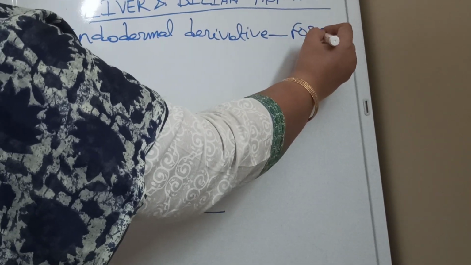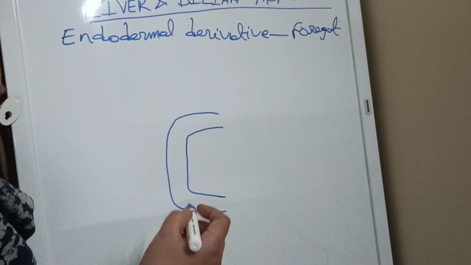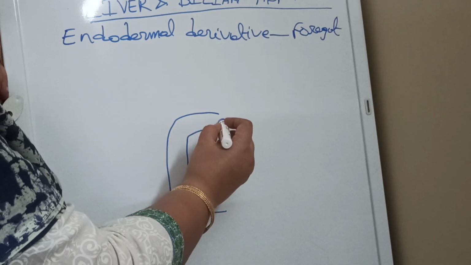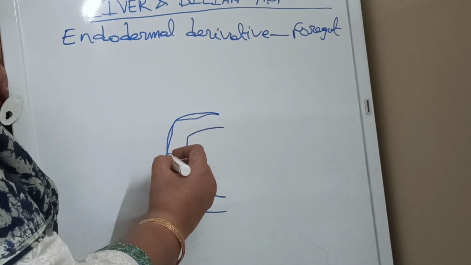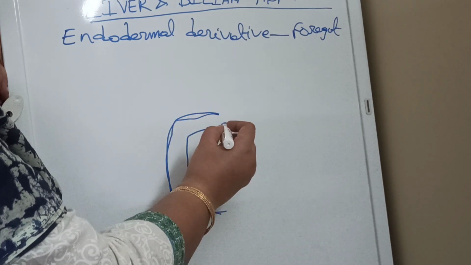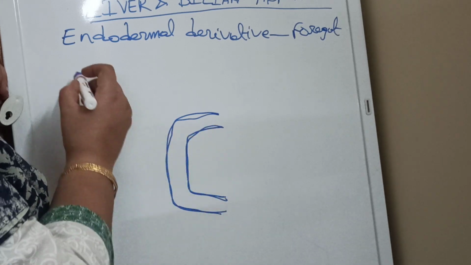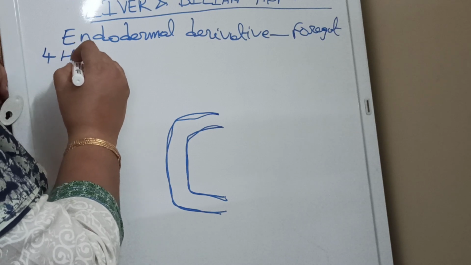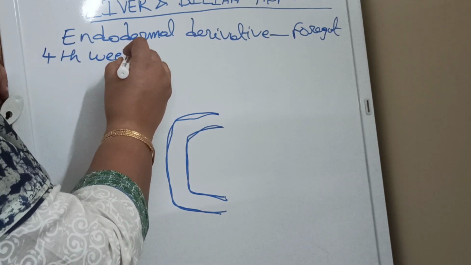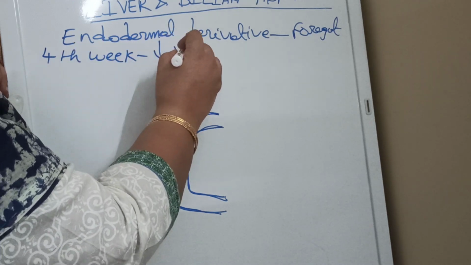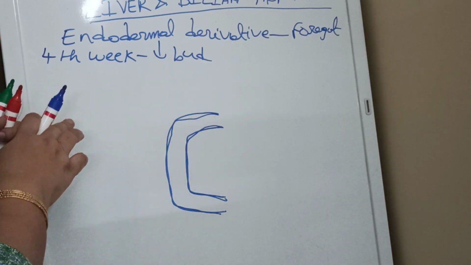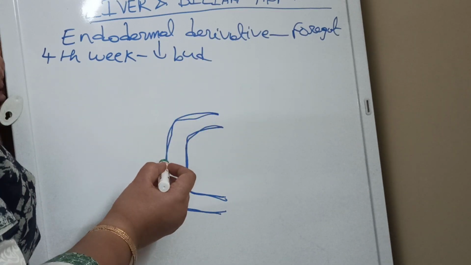So which part of the foregut gives rise to the liver is this duodenal segment. So this is the duodenum with the convexity to the front and concavity to the behind. So in this primitive duodenum, liver develops by fourth week by an endodermal bud. So that bud will be called as the hepatopancreatic bud.